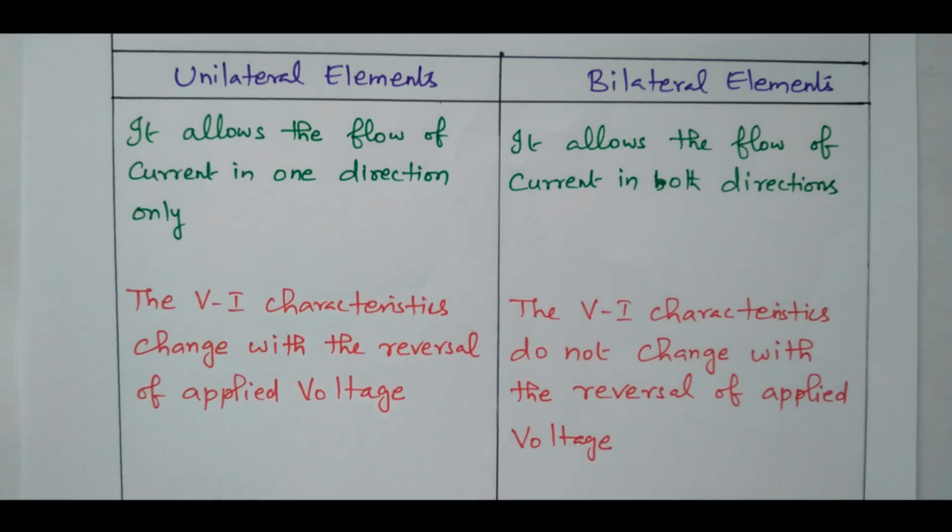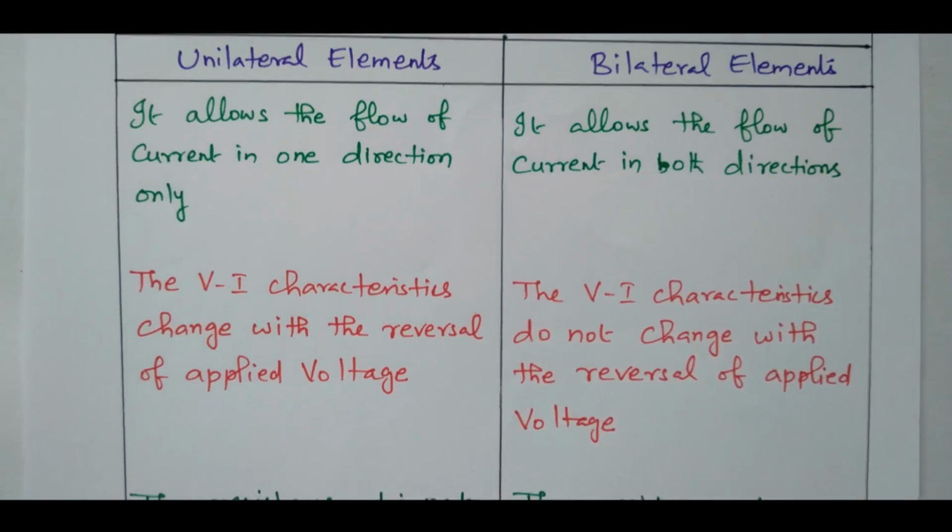We already discussed forward bias and reverse bias of the diode. If we apply positive voltage, it is forward bias. If we apply negative voltage, it becomes reverse bias. So the polarity will change, and the characteristics also will change. But here the VI characteristics do not change with the reversal of the applied voltage. For example, here we have resistor, capacitor and inductor.